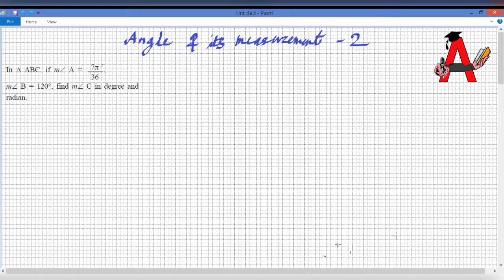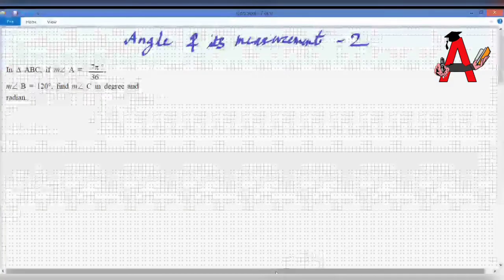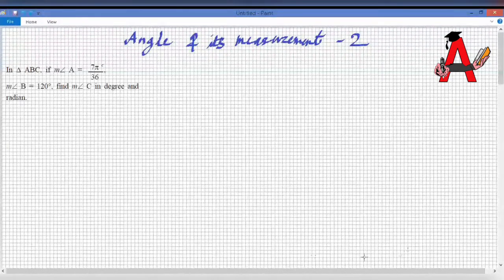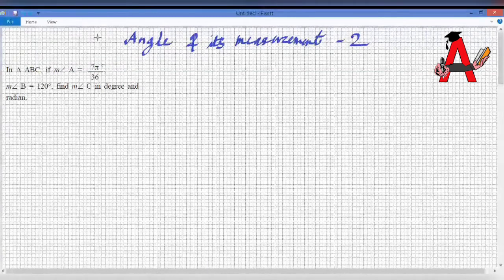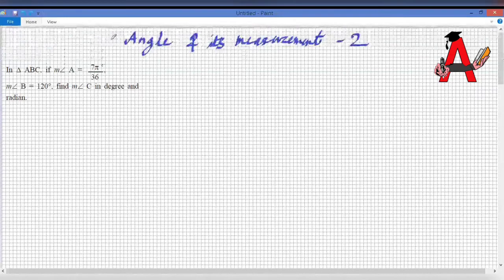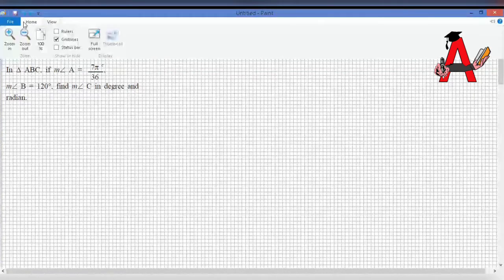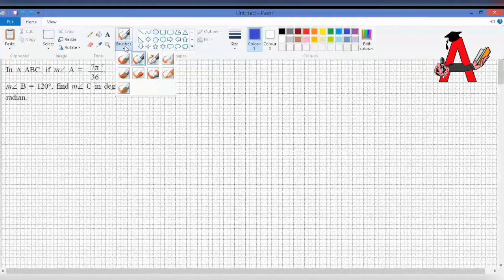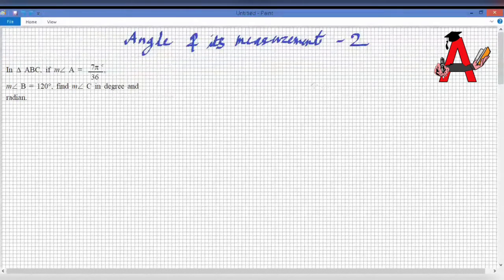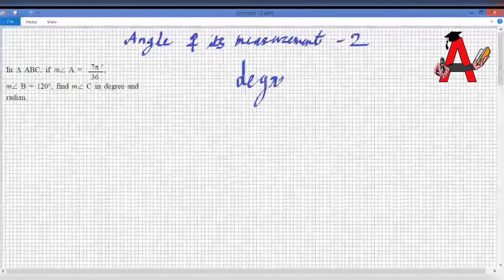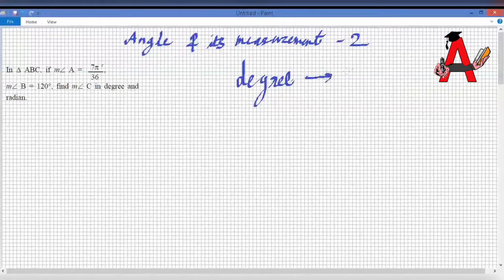Hello everyone. In the second part of this chapter, angle and measurement, we are going to do four different types of questions. I already taught you in the previous lecture how we convert degrees into radians. I also told you how we convert radians into degrees. So we will have a quick recap of what I taught you in the last lecture. Let me help you with the first conversion, degrees into radians.